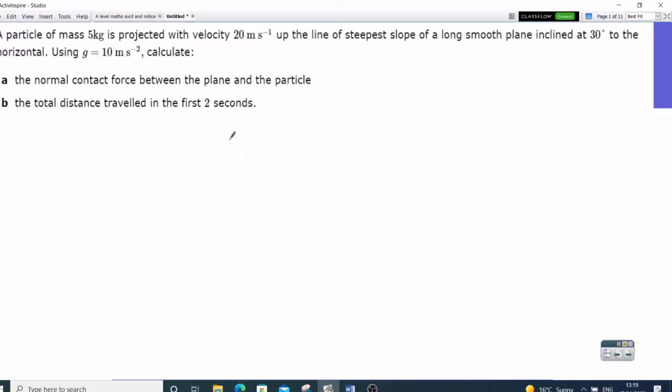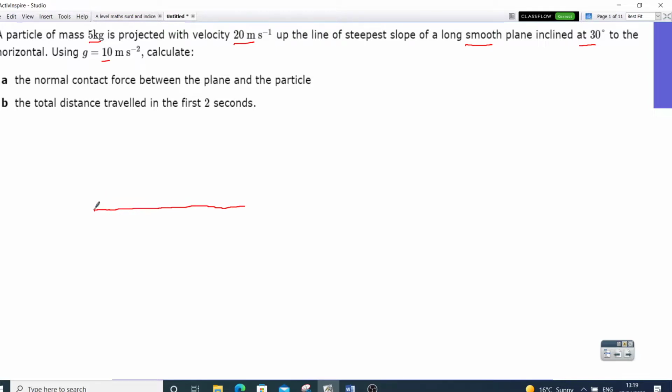Right, a particle has a mass of 5 kg, so make sure you highlight the key stuff. It's projected with a velocity of 20 meters per second up a line of steepest slope of a smooth, so there's no friction, incline at 30 degrees to the horizontal, and treating g as 10 meters per second squared. The first question: the normal contact force between the plane and the particle. The second: the total distance travelled in 2 seconds. Right, let's first of all, which is always a good idea, draw a diagram.